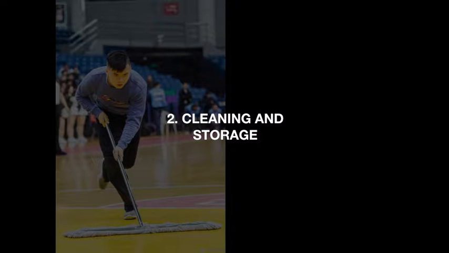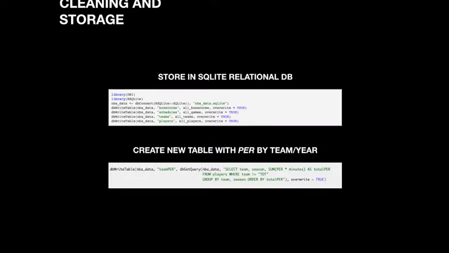And the next step was to clean and store the data. So I decided to store the data in a SQLite relational database. And you'll notice another table called teams, which is just a table with each team and its abbreviation. I also created another new table called Team PER, which attempts to capture the season efficiency of an entire team.